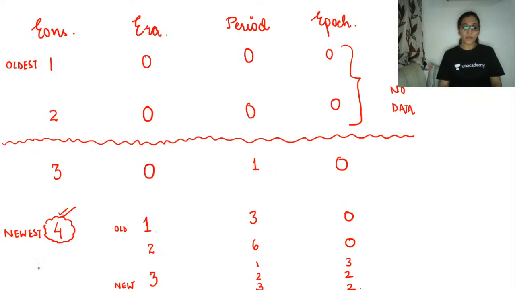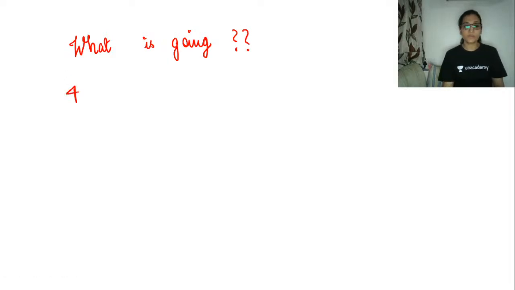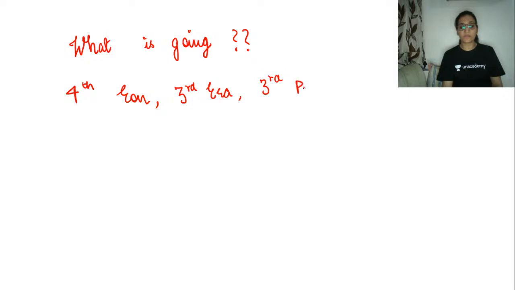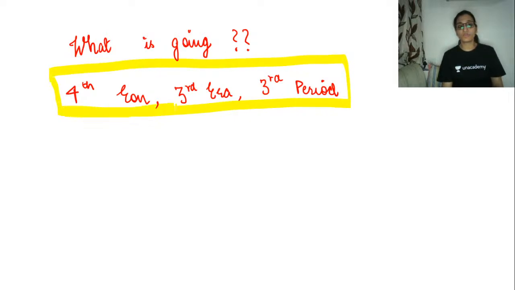So, if someone asks you what is going on in terms of Earth's history or Earth's period, what are you going to say? It is fourth eon, it is third era, and then in third era also it is third period, that is in today's time. This is today's time, that is the fourth eon, third era, and third period. This is important. This you should not mug up, but this you should try to remember.